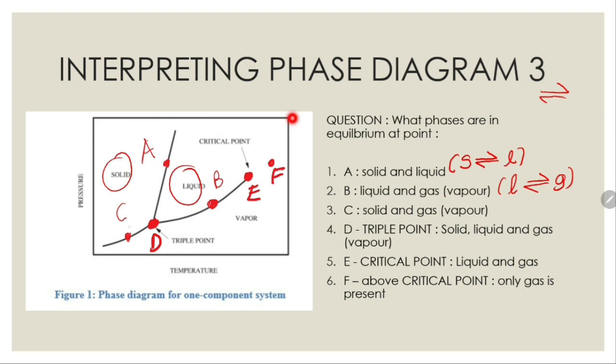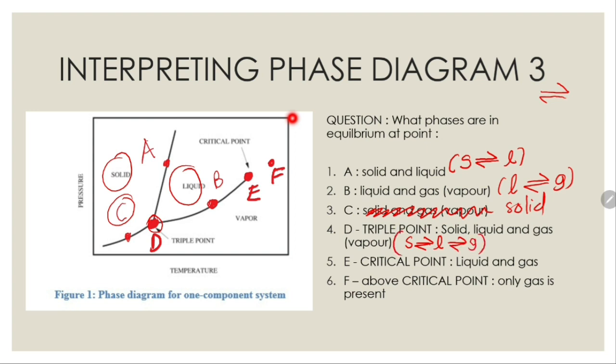Okay, point C, where is C? So C is in the solid region. So the answer should be just solid. It does not have any equilibrium between 2 or 3 different phases. D is your triple point. As we said before, the triple point is a point where all the phases lie in equilibrium. So at D, we have solid in equilibrium with liquid and in equilibrium with gases.